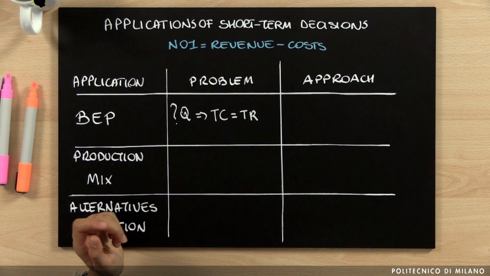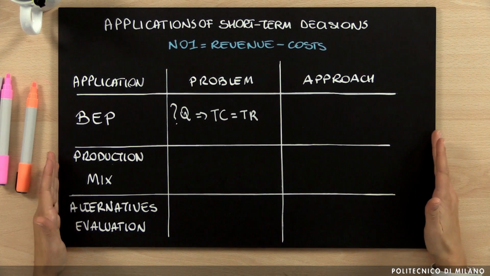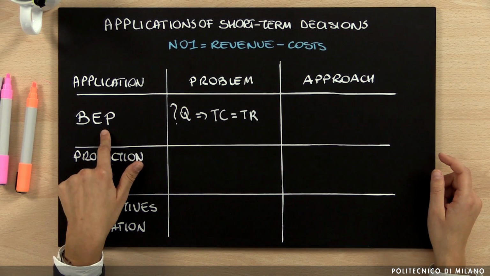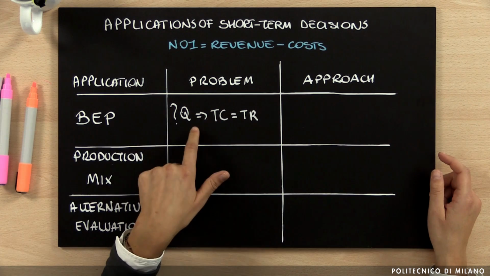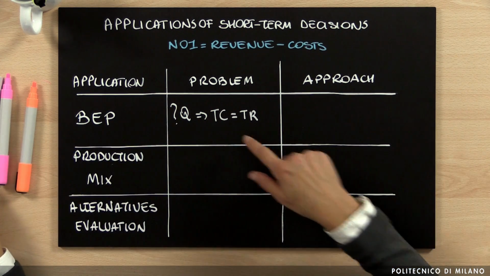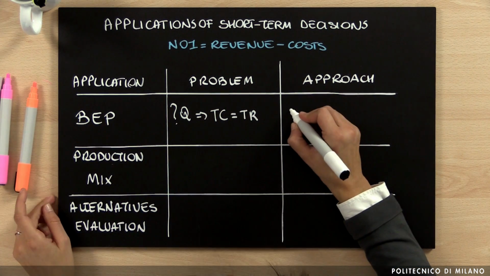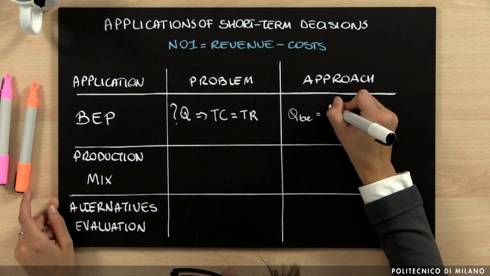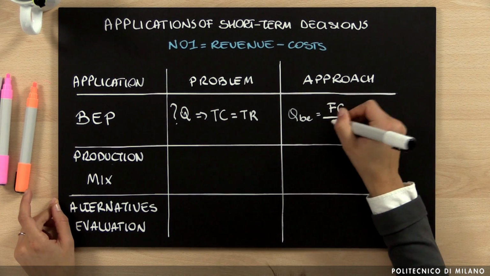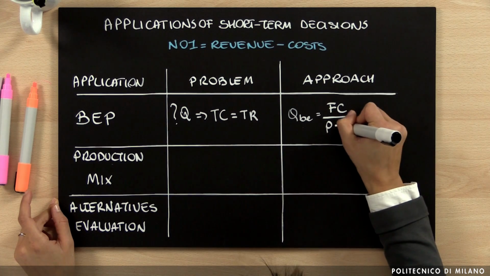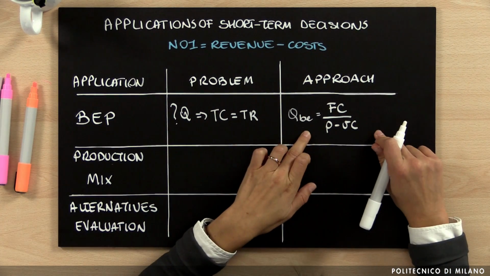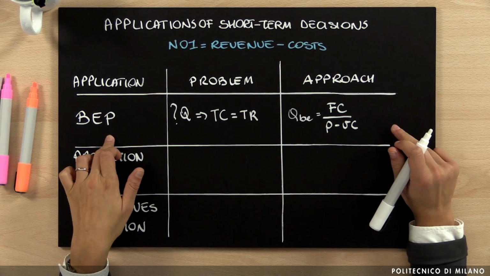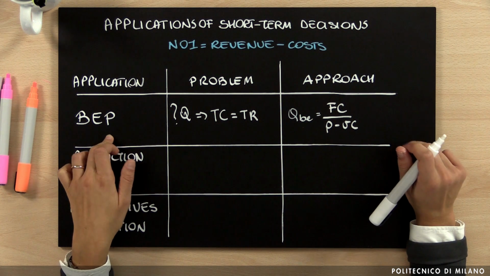So if we go back to our reference schema, we can say that when we have a break-even point problem and need to define the quantity to break even, the approach to deal with this problem is to identify the quantity to break even as the ratio between the fixed cost divided by the price minus the variable cost. So that's the approach that we can use in order to solve break-even point problems.